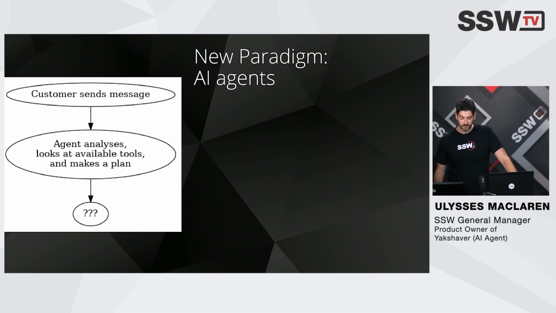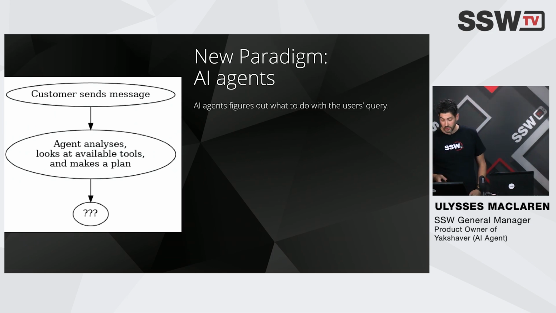Here's the agents. So customer sends a message. The agent analyzes it. It looks at its available tools. So we talked about the tools before. What can it do? It's aware of what it's able to do and what it's not. And then it plans out its steps, its sub-goals, to achieve the outcome. So that's why we have question marks at the bottom there, because before the query comes in, we have no idea what it's going to do. We don't know what the workflow is going to be. It's going to be generated every time for every new query.